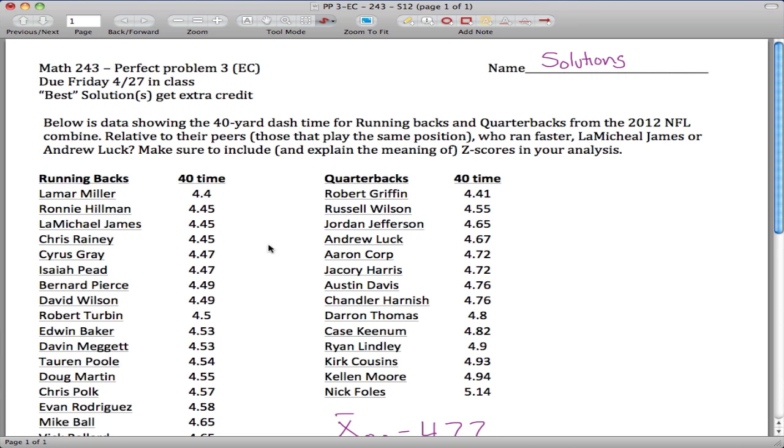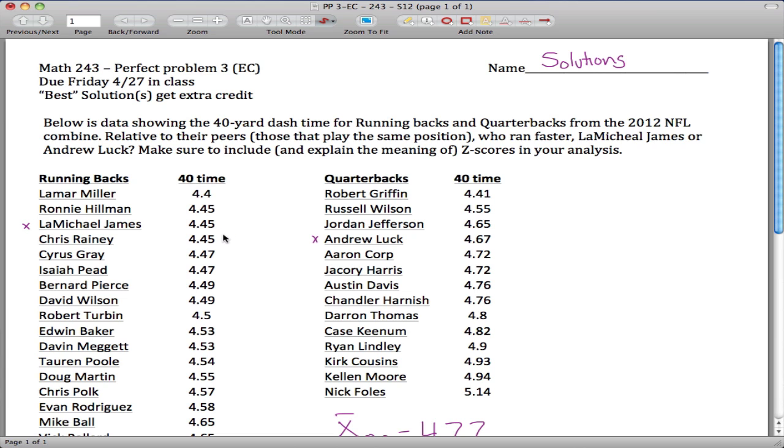And so we have two columns of data here, all the running backs and then all the quarterbacks. And what I want to do is compare LaMichael James here to Andrew Luck over here. And the question is, which one ran faster? And you're like, well, LaMichael James had a faster time. He ran faster. And it's like, right, okay, that's not what I'm asking, though. I mean, who ran faster relative to their peers, relative to the people playing the same position.